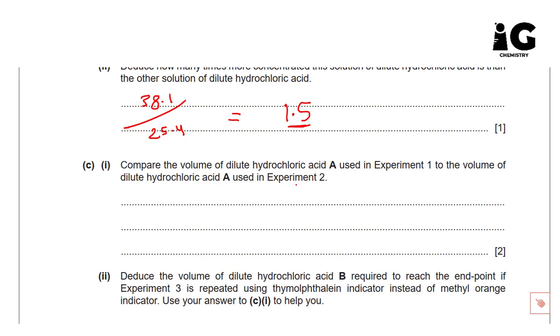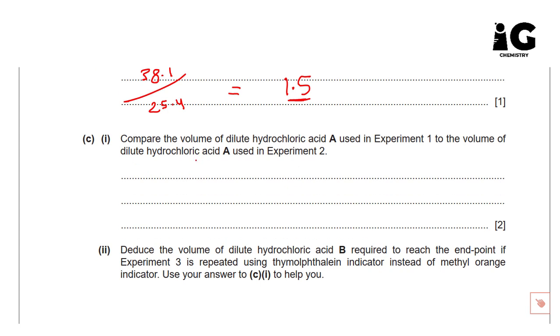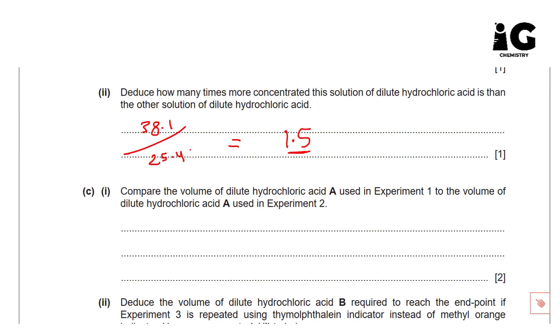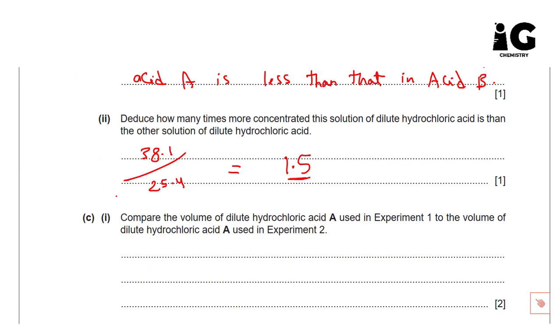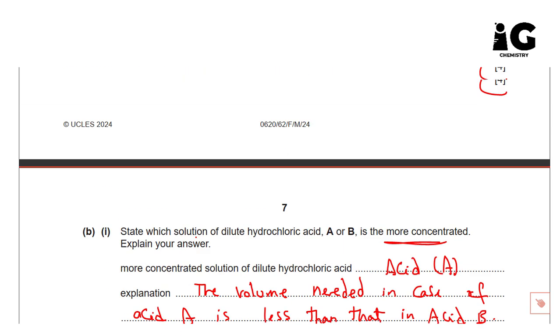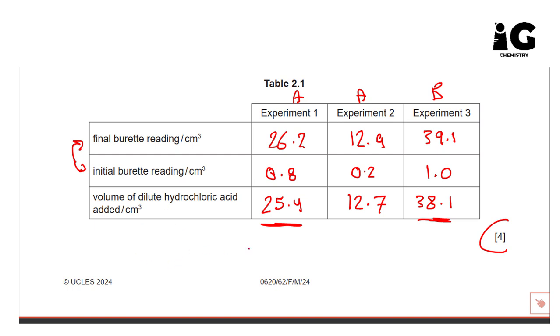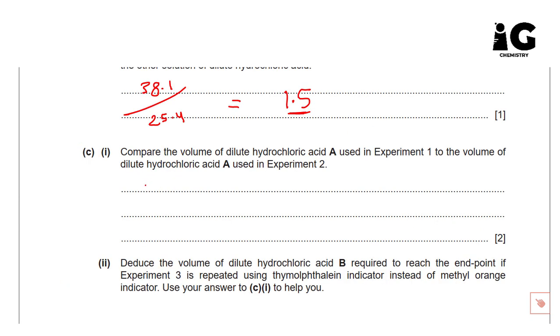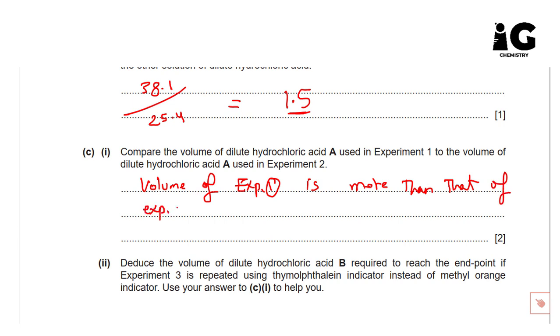Okay, so C(i), compare the volume of dilute hydrochloric acid A used in experiment 1 to the volume of dilute hydrochloric acid A used in experiment 2. When we compare, we need to state which one is bigger, which one is greater than the other. Remember, guys, here we compare experiment 2 and experiment 1. In experiment 1, the volume was 25.4. In experiment 2, which is also acid A, the volume was 12.7. So we need to say the volume of experiment 1 is more than that of experiment 2.